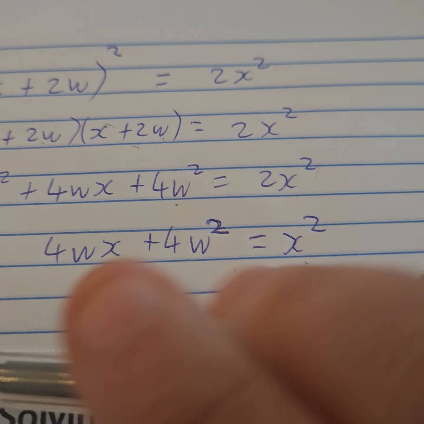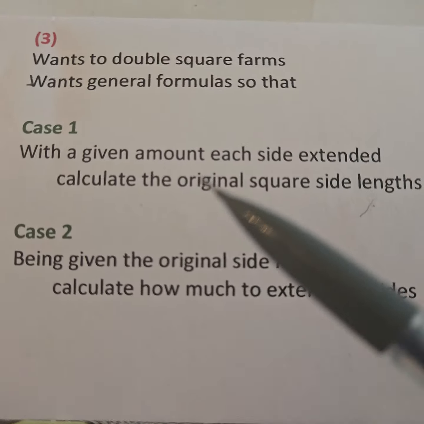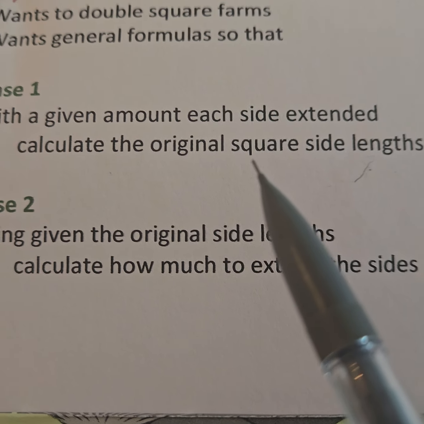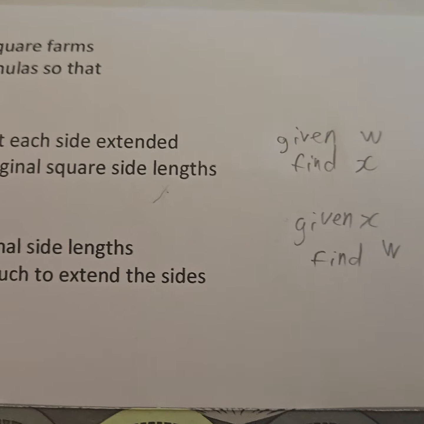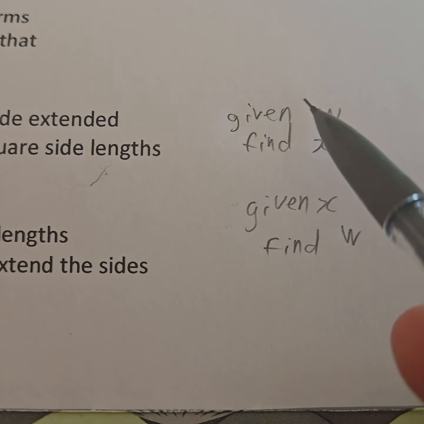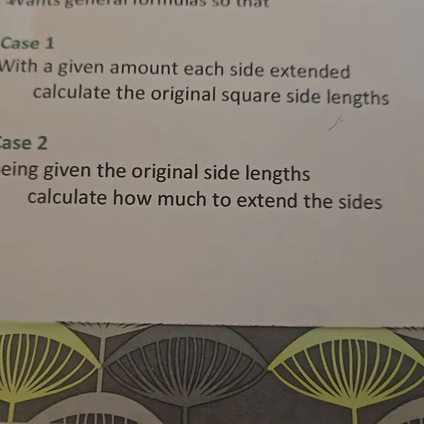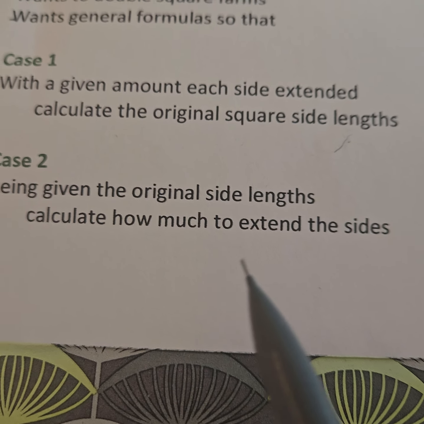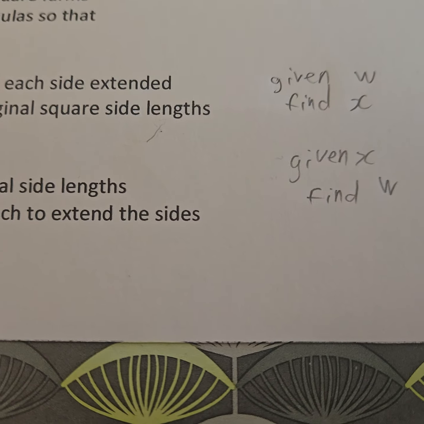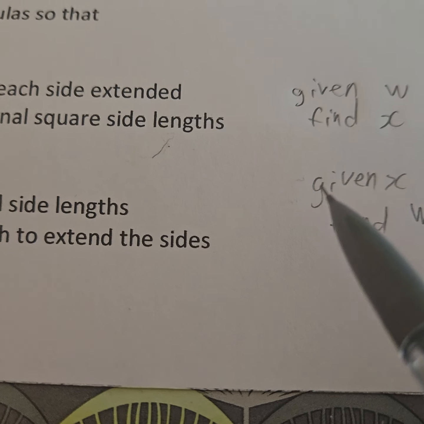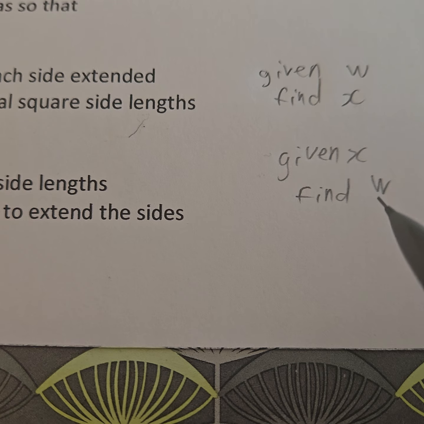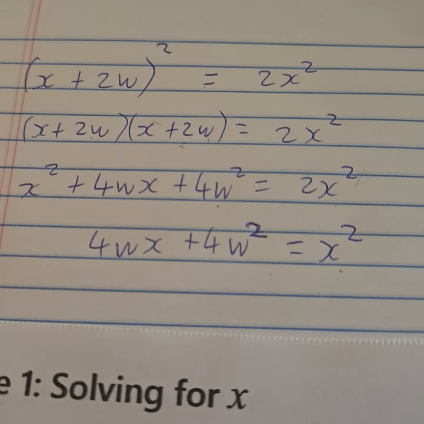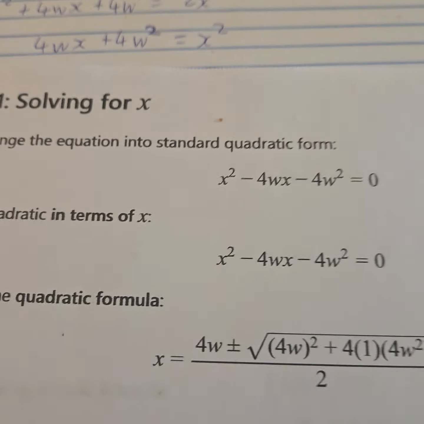I'm going to stop here for 1 second to simplify these questions. When they say, given the extended amount, find the original side lengths, I can simplify that as: given w, find x. And when they say, given those original side lengths, how much is being extended, I can rephrase and simplify that as: given x, find w. Got that? So now from this equation, I'm going to begin with case 1.